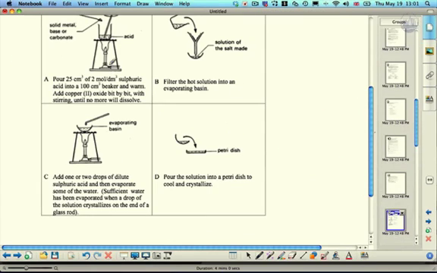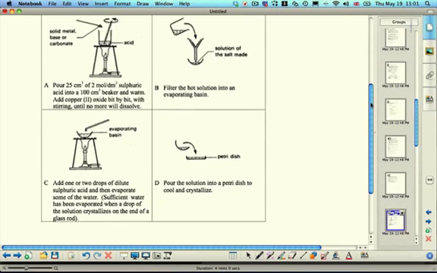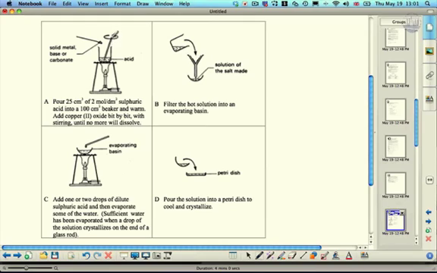So if you can see on this diagram, a little bit better than mine, you add the excess until no more will dissolve. You filter. The excess remains up here. And then you just evaporate off and crystallize the new salt.